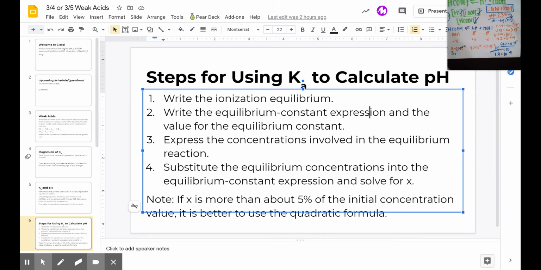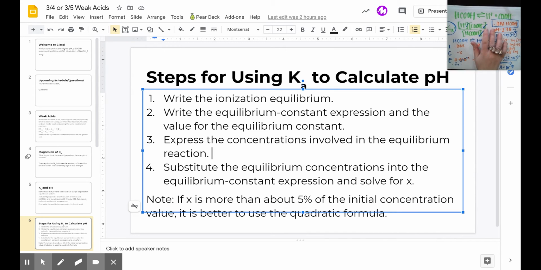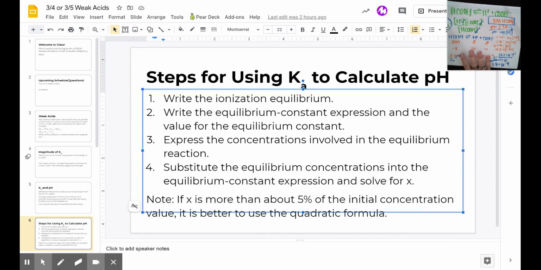So here are just some steps, kind of like what we did. Hopefully this is still shooting. It is. Always write the equilibrium. Show the ionization of that. Write your equilibrium expression. Express everything that you can. Write out your information and solve for things if you need to for x.